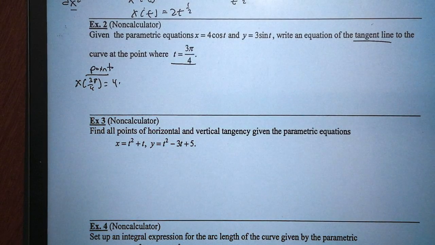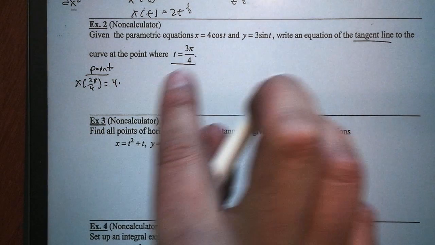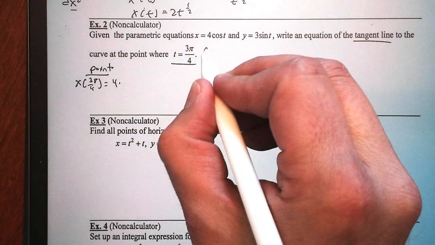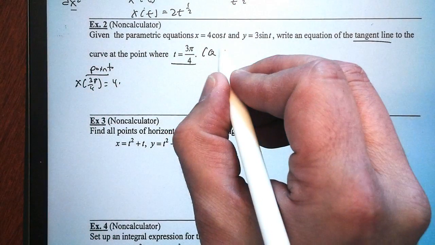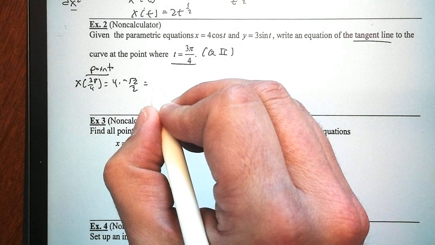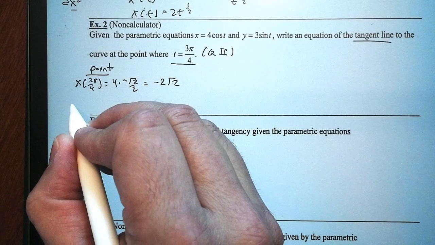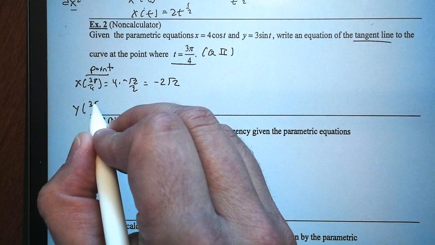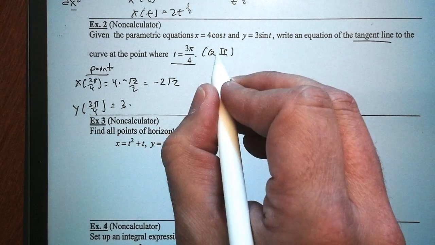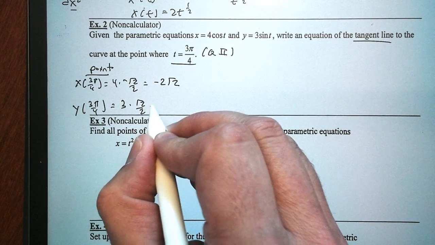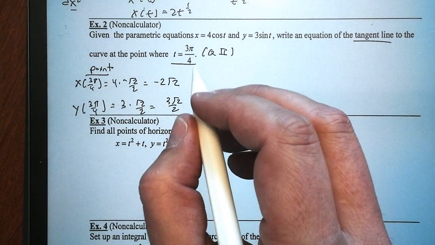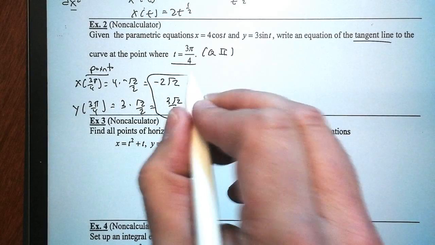times the cosine of 3 pi over 4, which is negative root 2 over 2. We're in quadrant 2, cosine is negative, so it's negative root 2 over 2. And that gives us negative 2 root 2. My y-coordinate at 3 pi over 4 is going to become 3 times sine, which is positive, times root 2 over 2, so we get 3 root 2 over 2. So there's our point, our x and y coordinate.